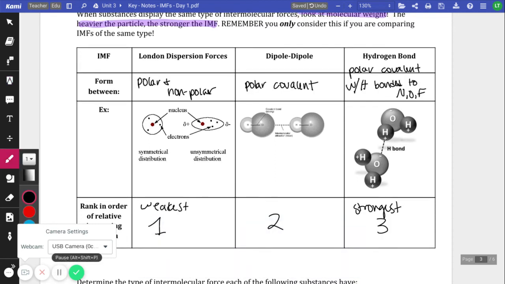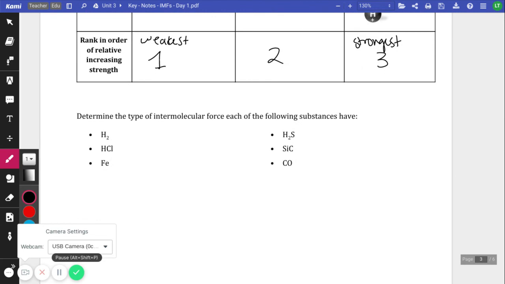Okay, guys, so London dispersion forces happen in all compounds, polar and nonpolar. Dipole-dipole are only between polar compounds, and hydrogen bonding is polar compounds with hydrogen bonded to nitrogen, oxygen, and fluorine. Hydrogen bonds are our strongest IMF, with London dispersion being our weakest. So now we're going to do a little bit of practice where we determine the intermolecular force in the following substances. We're going to start with hydrogen.